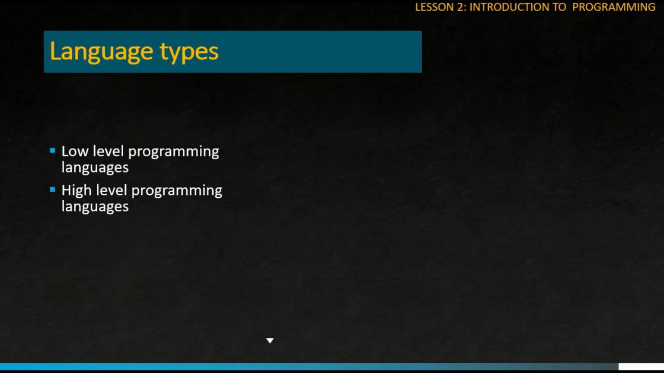Now we will talk about the classification of programming languages. All general-purpose and special-purpose programming languages are divided into two broad classes. These classes are low-level programming languages and high-level programming languages. These are very important terms. Every programmer must know these terms and be able to distinguish between them. Let us understand these terms, one by one.